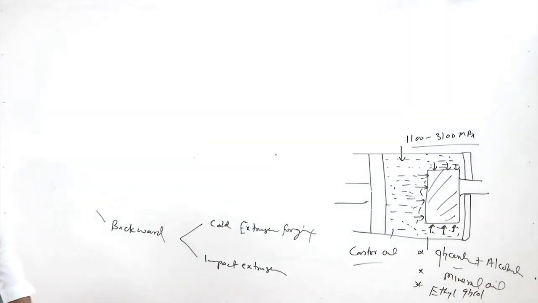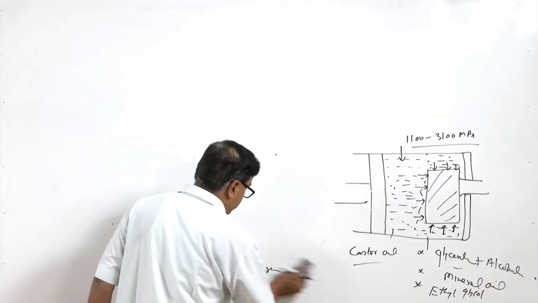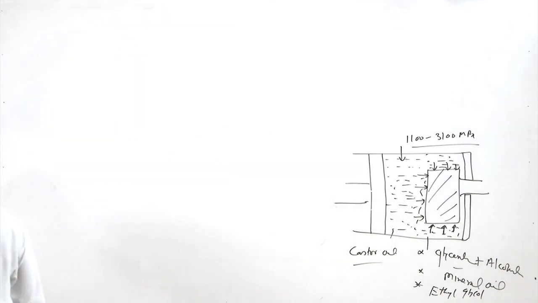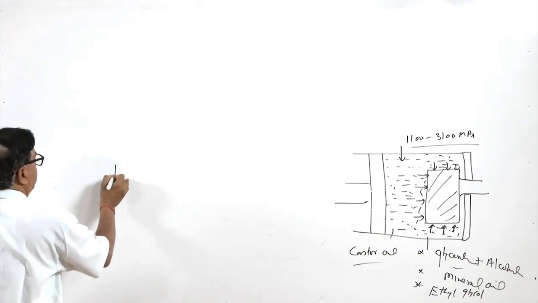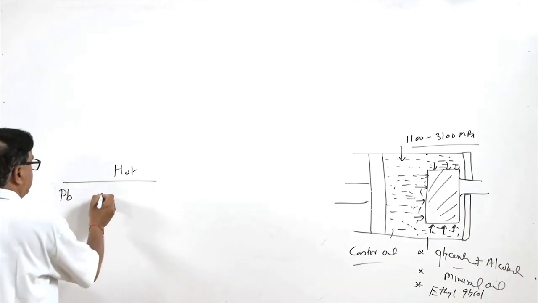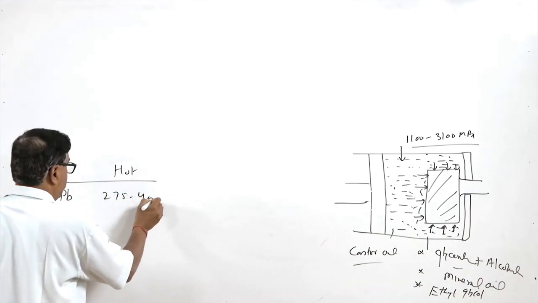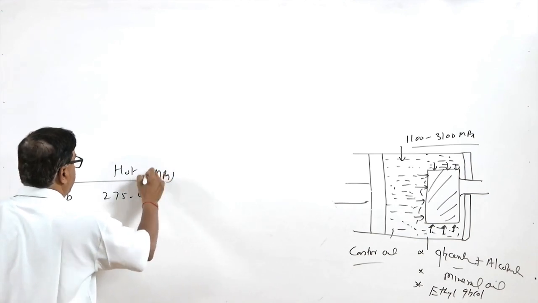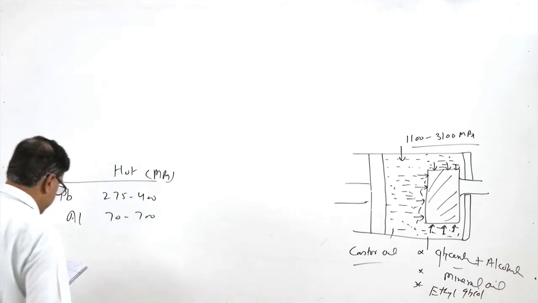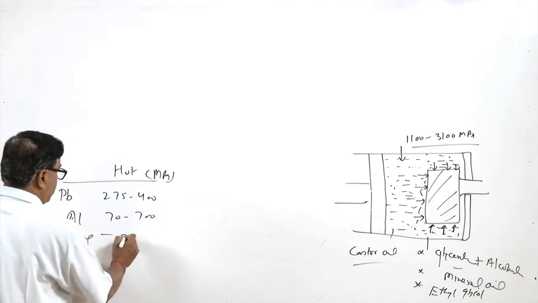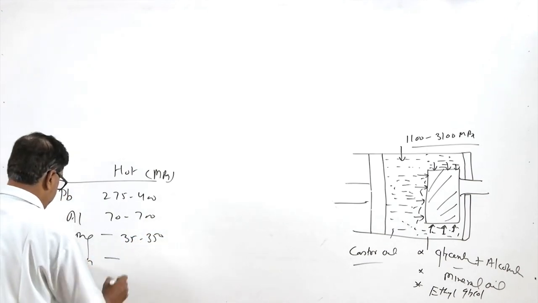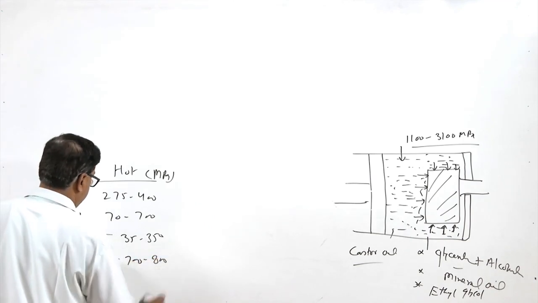Now, with regard to the pressure requirements for hot and cold extrusion, just for example and to have an idea, I will mention the pressure for hot extrusion. For lead it may vary from 275 to 400 MPa. For aluminum it may vary from 70 to 700. For magnesium it can vary from 35 to 350 MPa. For the zinc alloys 700 to 800 MPa.